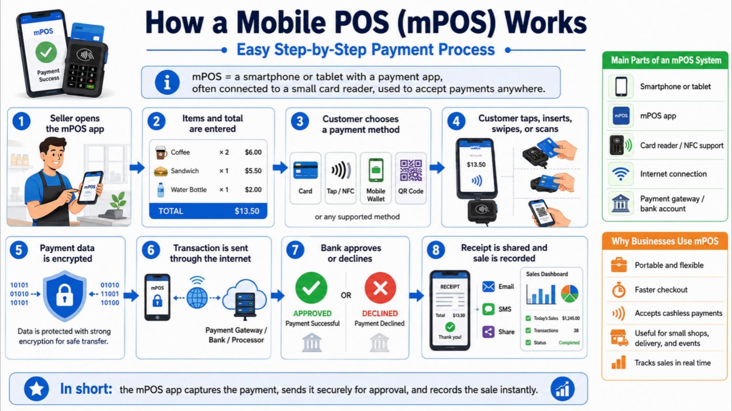First, the seller opens the mPOS app on a smartphone or tablet. This app works like a digital cash counter, where the seller can manage the sale and prepare the payment process. Next, the seller enters the items and the total amount into the app. For example, the customer may buy coffee, a sandwich, and a water bottle, and the app calculates the final bill, such as $13.50.